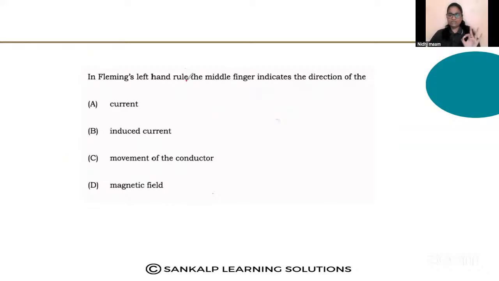Next question. In Fleming's rule, we just learned again the same kind of question. In Fleming's rule, what does the middle finger indicate? Direction of current, direction of induced current, movement of the conductor, or magnetic field. Yes, so let us take this as the 11th question. What will be your answer for this?